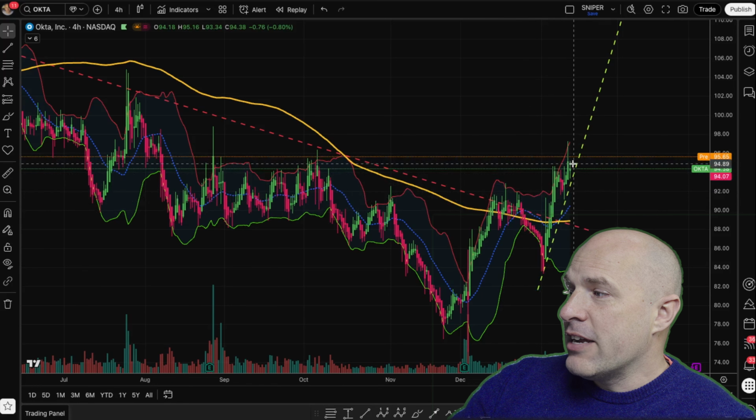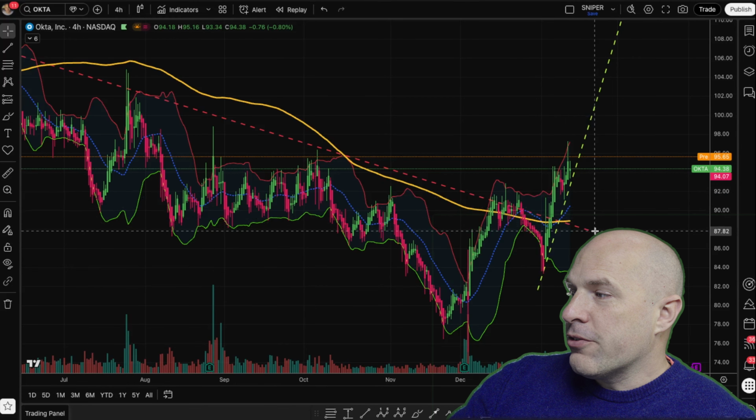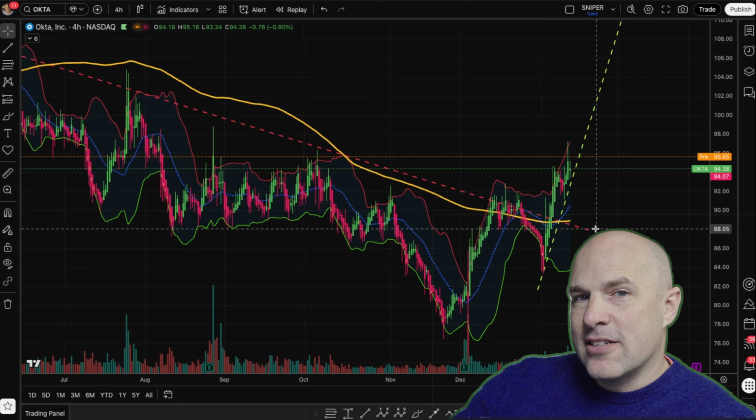Now you can either buy in right here or wait for it to pull back down and retest that former trend line, which it could well do.